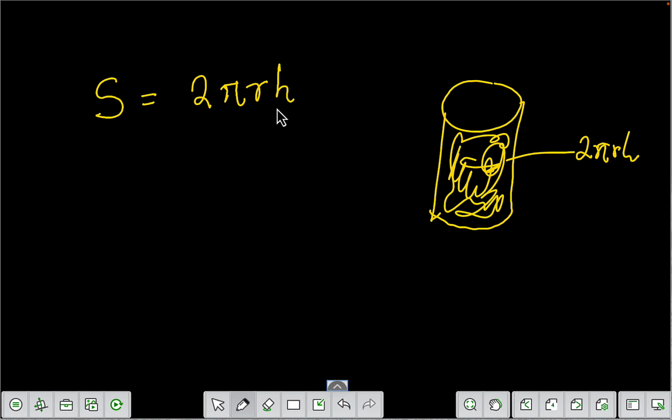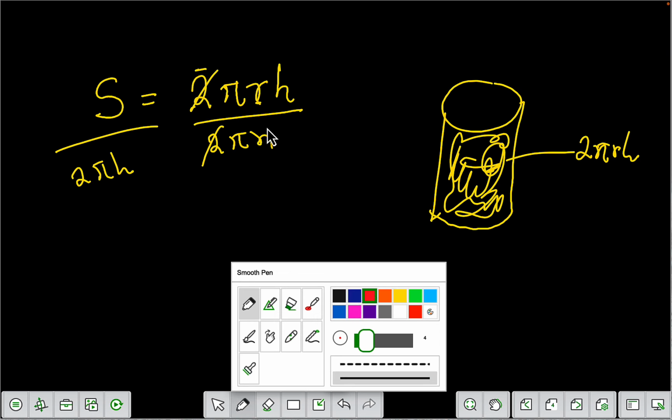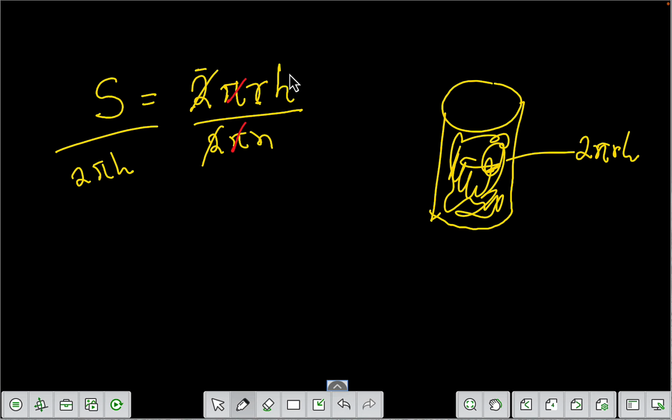So here we are asked to solve for R. This is the surface area. R is what I want, so I can divide by anything that is not R, right? So 2 cancels 2, pi cancels pi, h cancels h. So our R is equal to surface area over 2 pi h. So if you know the surface area and you know the height, you can calculate the radius.